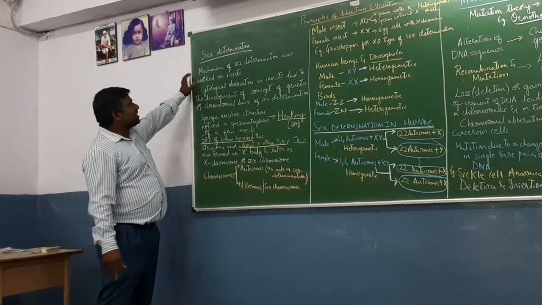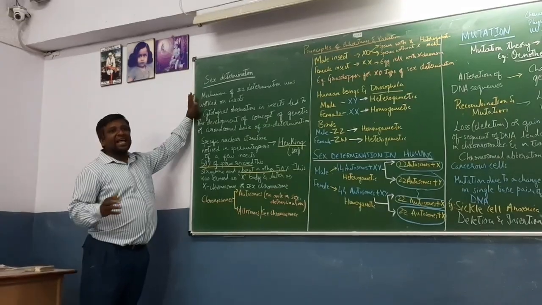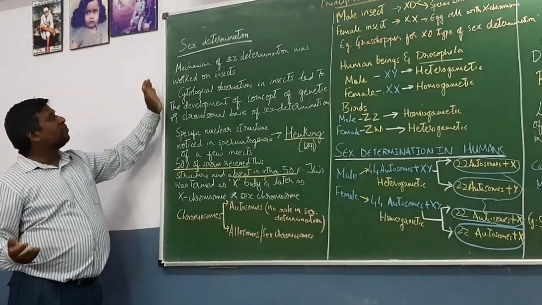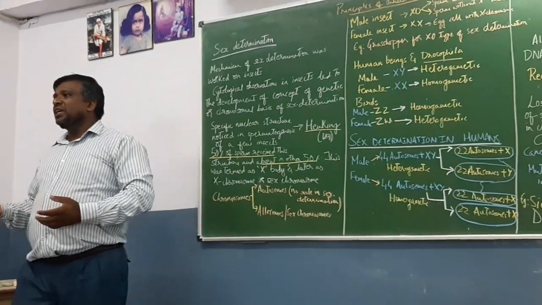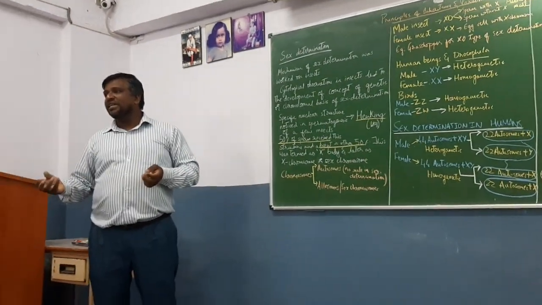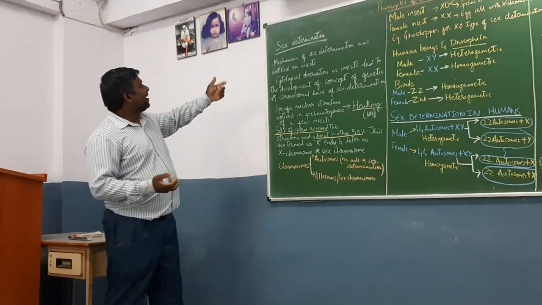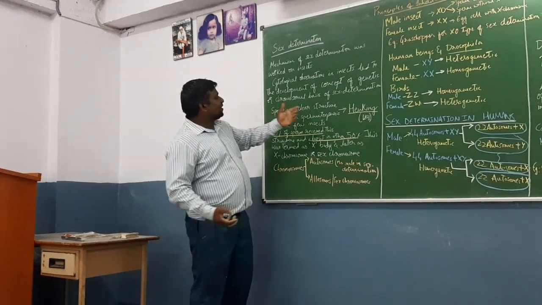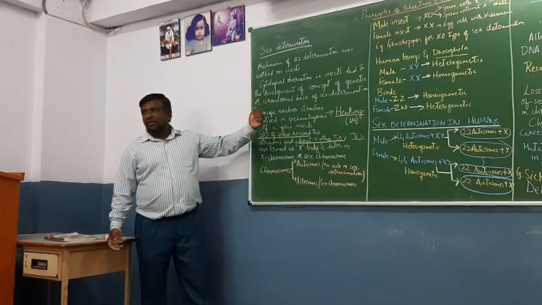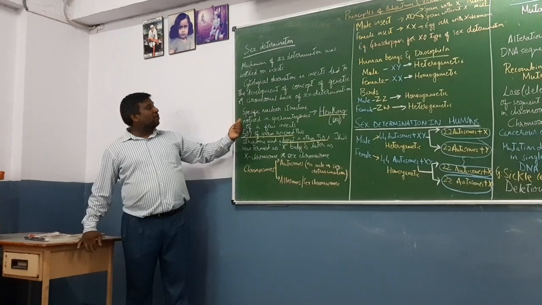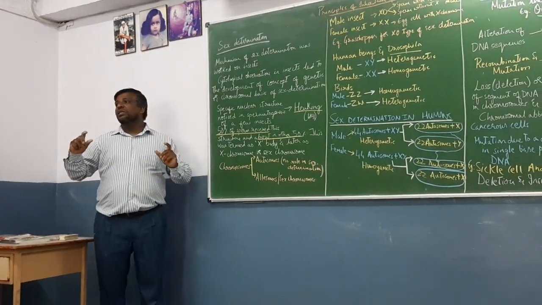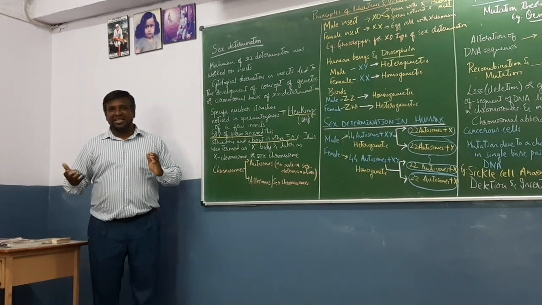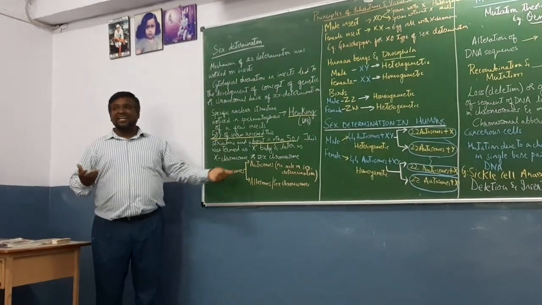The mechanism of sex determination was, for the first time, worked on in insects. Henking was a scientist who worked on insects. In 1891, he worked on insects and found a specific nuclear structure which was noticed in spermatogenesis of a few insects.